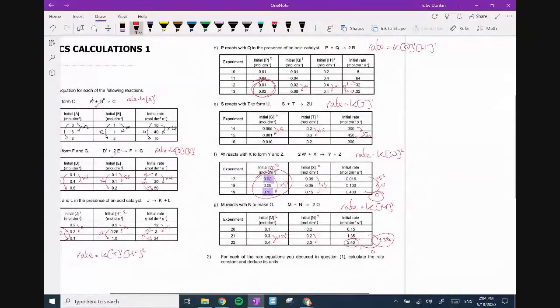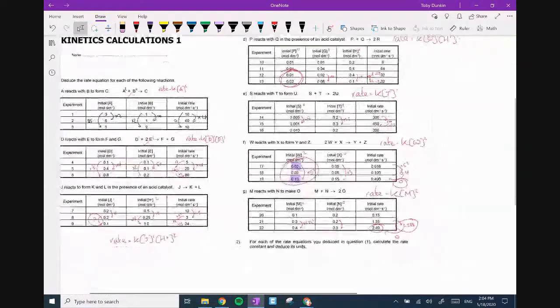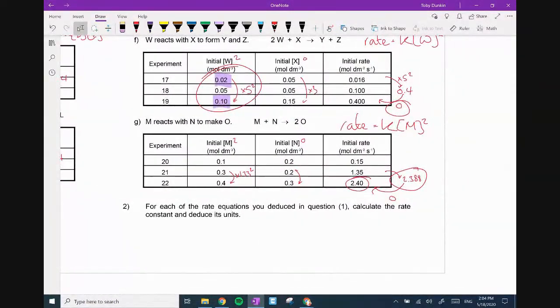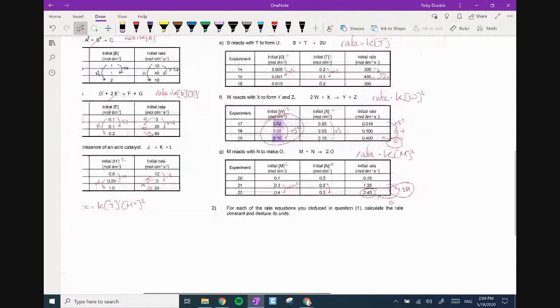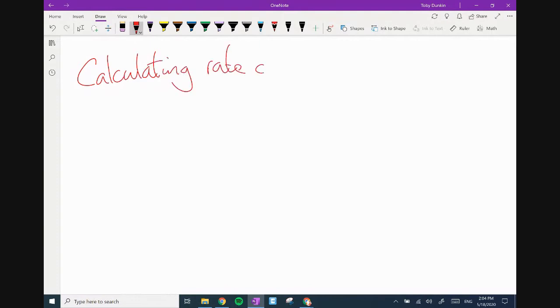Right. So in terms of scoring, we have 1 mark for the orders, 1 mark for the 2 orders, or the 3 orders, and 1 mark for the rate equation so far. Okay. Next step, question 2. For each of the rate equations you deduced in question 1, calculate the rate constant. Okay, so guys, title please. Calculating rate constant. Rate constant and units. Okay.